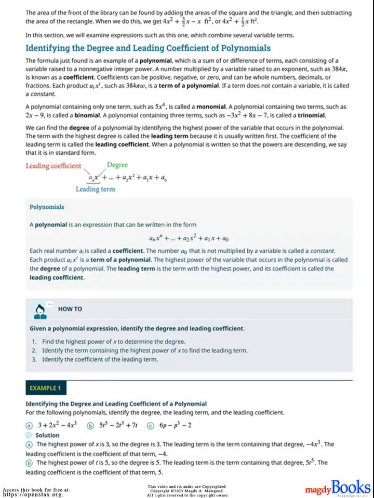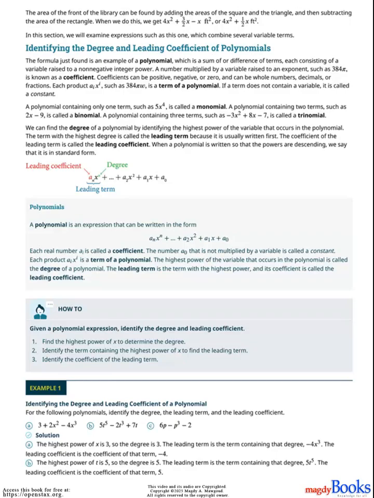A polynomial containing only one term, such as 5x to the power of 4, is called a monomial. A polynomial containing two terms, such as 2x minus 9, is called a binomial. A polynomial containing three terms, such as negative 3x squared plus 8x minus 7, is called a trinomial. We can find the degree of a polynomial by identifying the highest power of the variable that occurs in the polynomial. The term with the highest degree is called the leading term because it is usually written first. The coefficient of the leading term is called the leading coefficient.